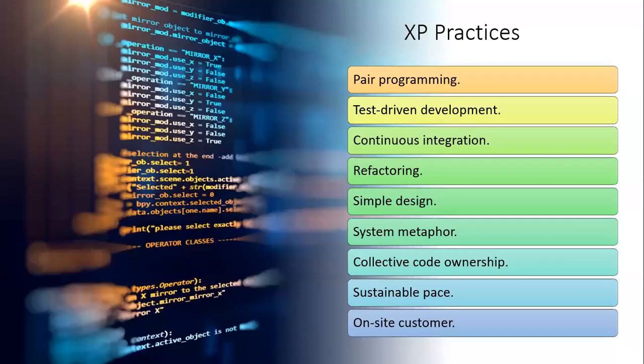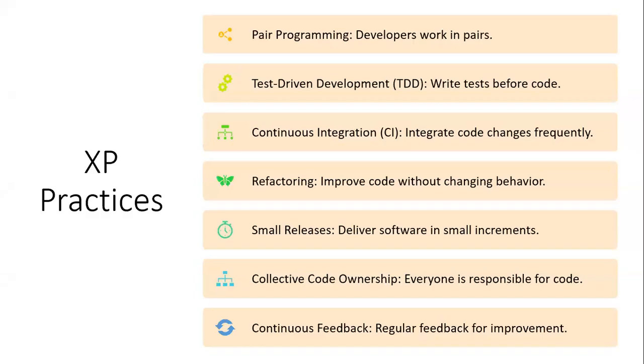Those are the practices. Some of them I have read out to you, but if you're looking at the big bullet practices: pair programming, TDD, continuous integration, refactoring, simple design, system metaphor, collective code ownership, sustainable pace, on-site customer. What do these mean? Pair programming, develop work in pairs. TDD, write test before code. We talk about red, green, clean. You write the test and it fails, and then you write the code so that it passes the test, and then you clean it up.